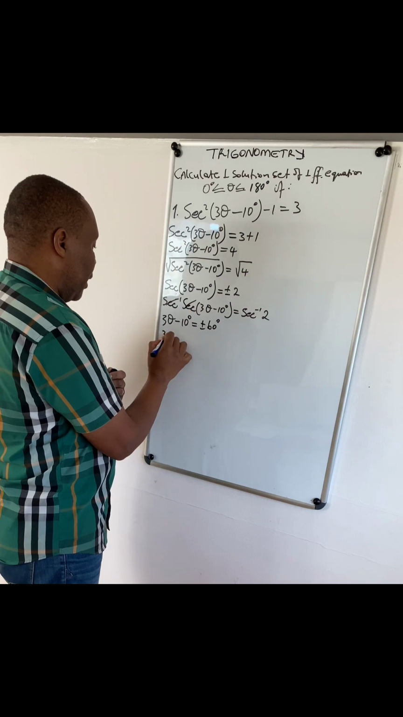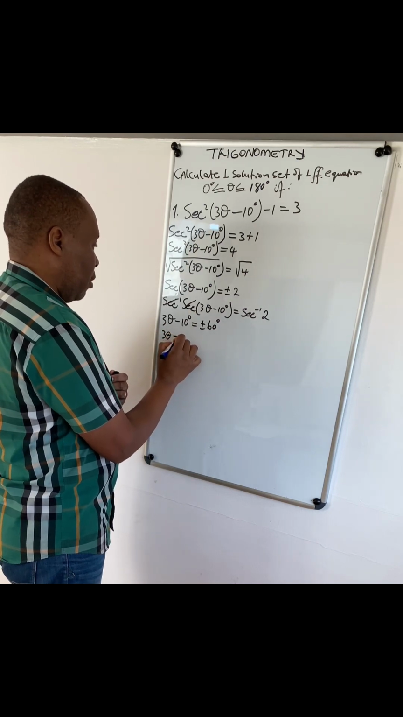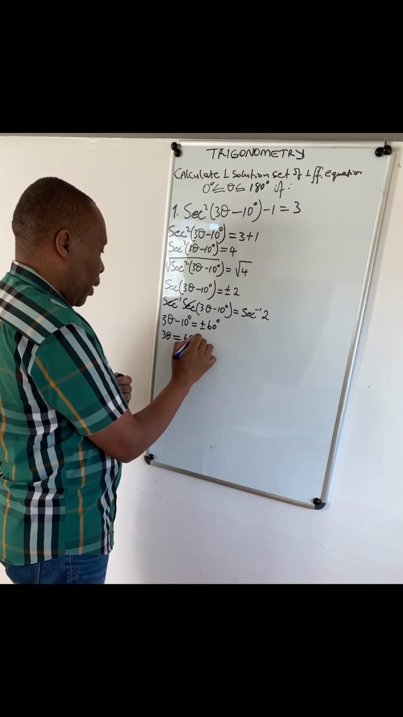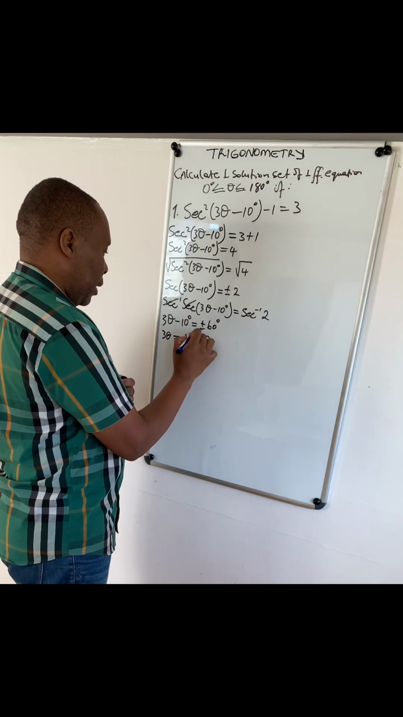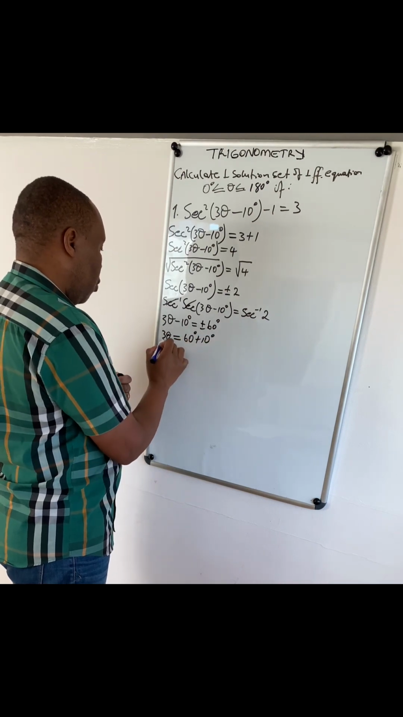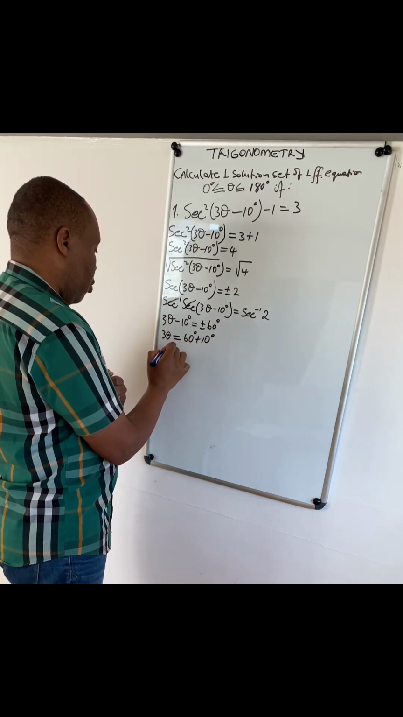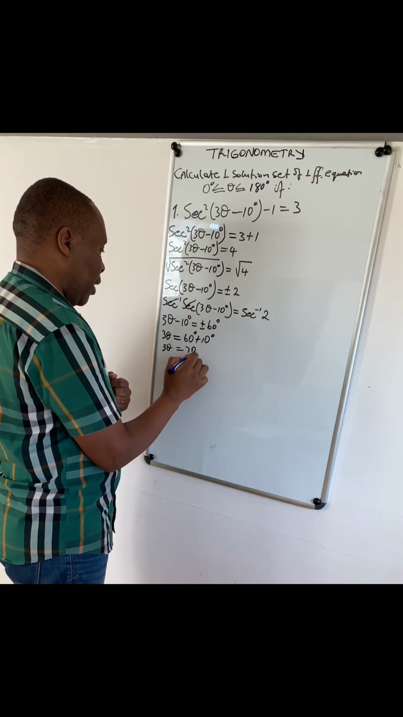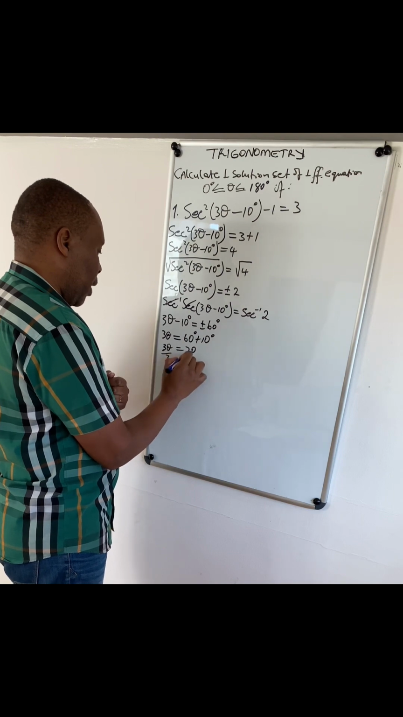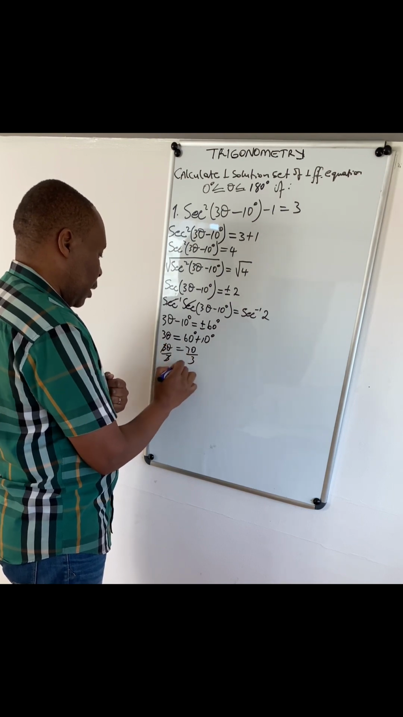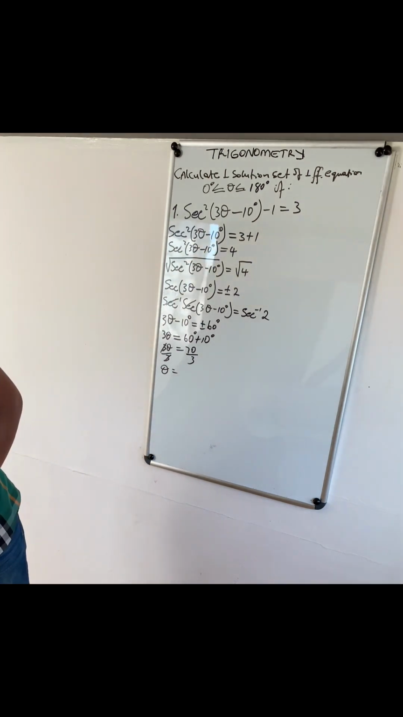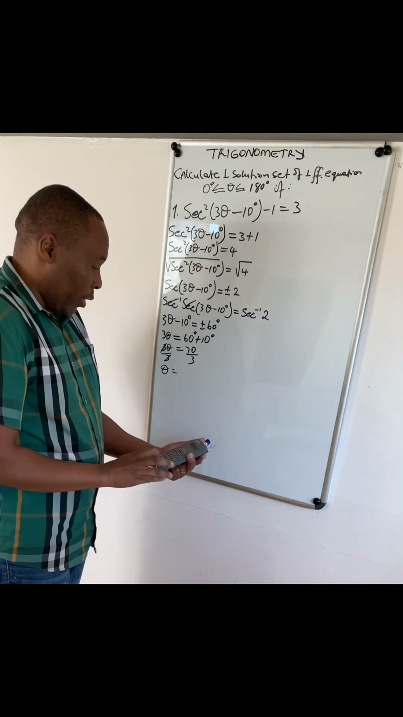So we have 3 theta minus 10 degrees is equal to 60 degrees, so 3 theta is equal to 60 degrees plus 10 degrees, which is 70 degrees. We divide this by 3, we divide this by 3, it cancels. Theta is equal to 70 over 3, I think it's 22, 23, somewhere there.